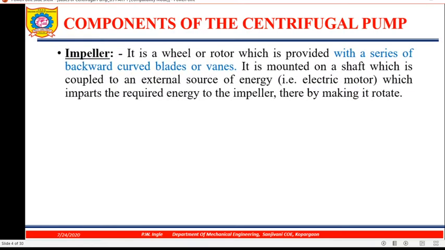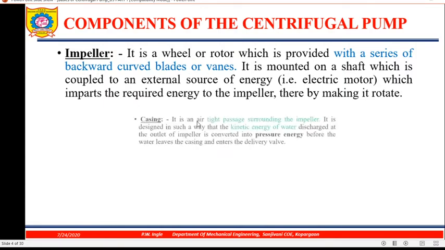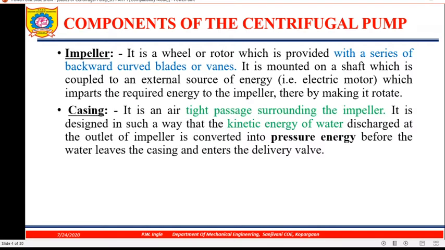What are the components of the centrifugal pump? Impeller. It is a wheel or rotor which is provided with a series of backward curved blades or vanes. It is mounted on the shaft which is coupled to the external source of energy, that is electric motor, which imparts mechanical energy. Then casing. It is a tight passage surrounding the impeller and it is designed in such a way that kinetic energy of water discharged at the outlet of impeller is converted into pressure energy.